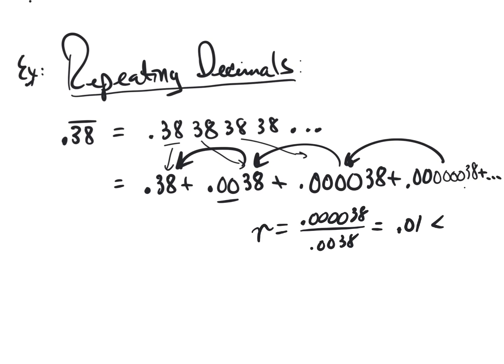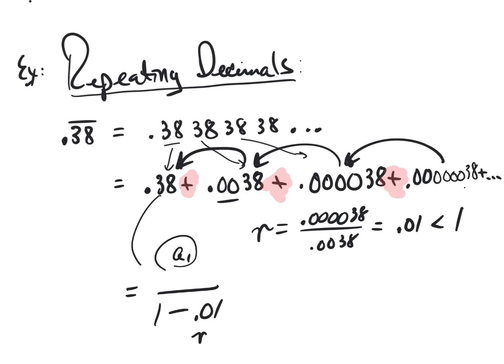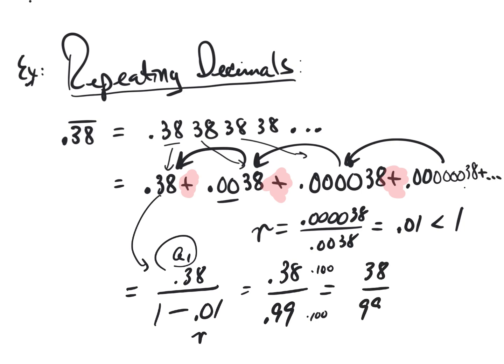And since 0.01 is less than 1, we can think of that sum, let me highlight the plus signs for everybody, as being infinitely long, and then this is going to be equal to the first term divided by 1 minus r. We just found the r value is 0.01, and the first term is 0.38. So what we end up with is 0.38 divided by 0.99. Traditionally, we get rid of the decimal point, so we multiply the top and the bottom of the fraction by 100. And what we get then is 38/99.